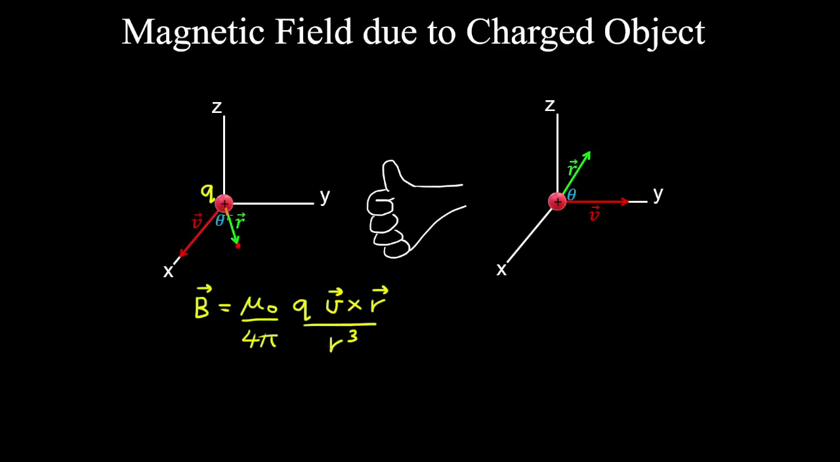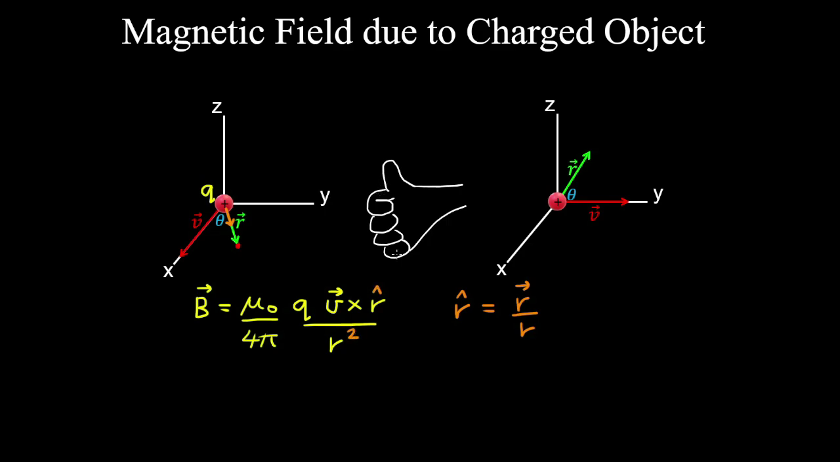So if we denote the direction vector pointing from this charge to this point, which is a unit vector, so that'll be equal to r on its magnitude, then we can rewrite this as r hat on r squared.